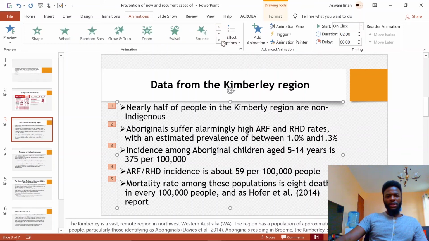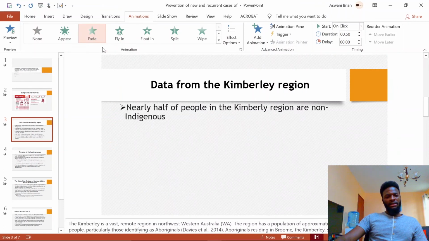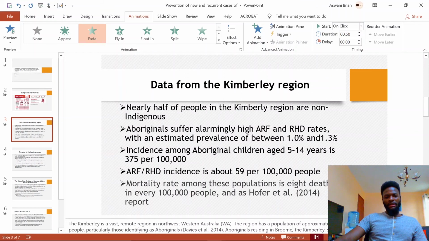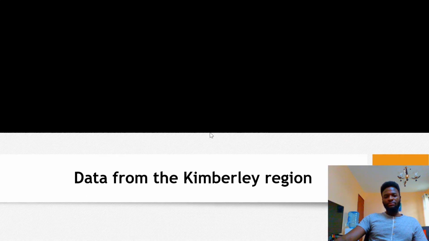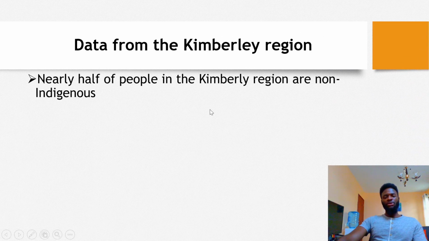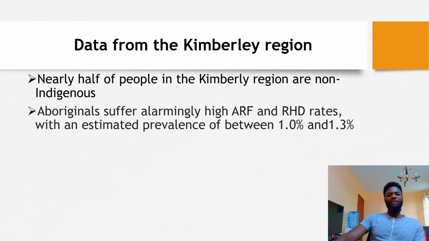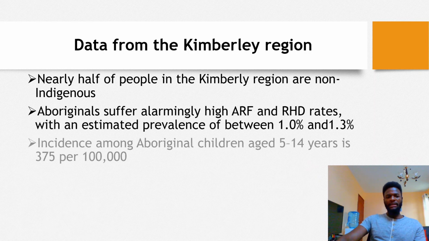Just use the same. If you want points to appear one by one, just let them fly in or fade. That should be enough. Then you set that each point should come on a click. So when you present, you have to click for the first one to appear, and then you explain your points. Then you have to click for the next one to appear. You also explain it if it's necessary.